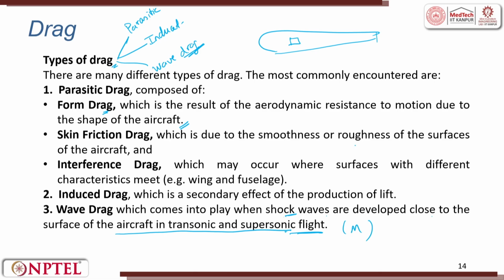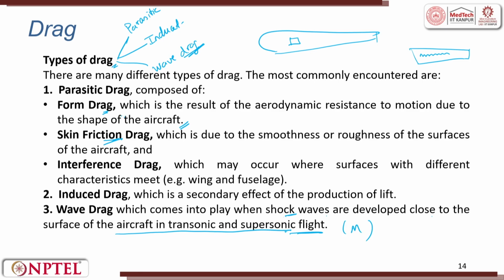Skin drag is due to the smoothness or the roughness of a surface. So, this is what I said, you take a profile wing and then you have undulation on the surface, that is skin friction drag. If the skin friction is too high, then it is very difficult. What happens? It gets integrated into the profile and the wind flows above it. So, it is due to the smoothness or the roughness of the surface of the aircraft.